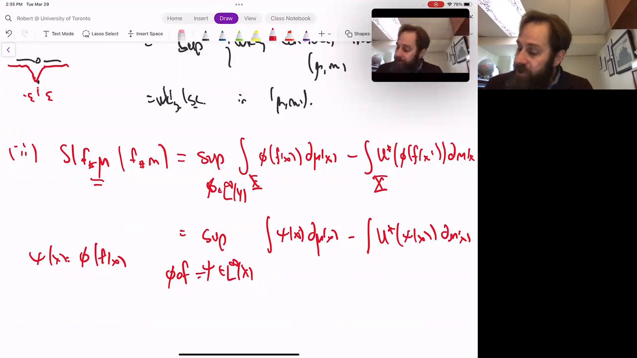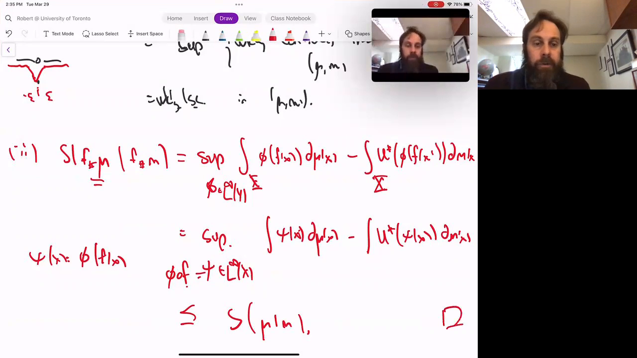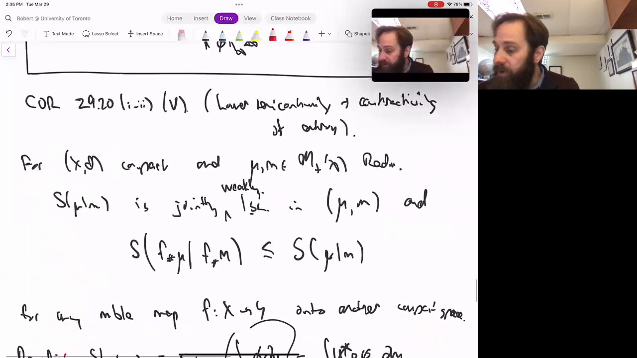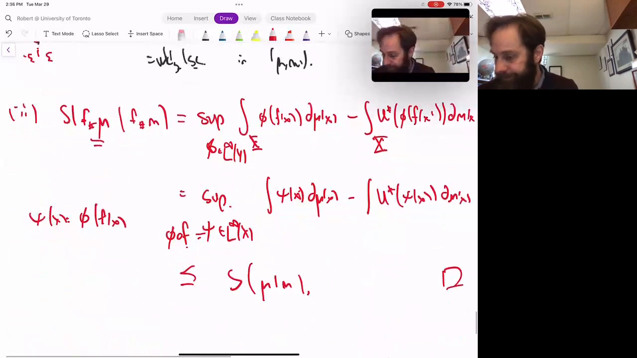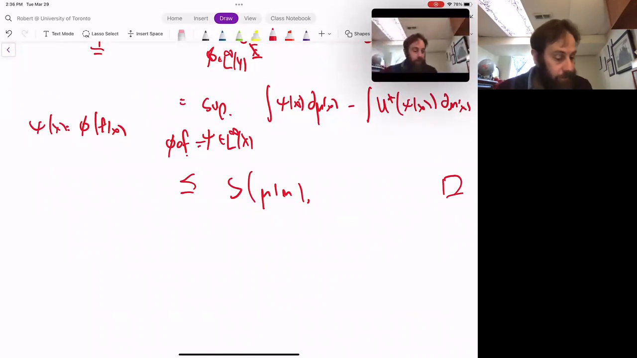So not every function on x is of the form phi composed with f, and so this is a more restricted supremum, and so that's less than the entropy. Is it clear? Okay, so we have these two nice properties of the relative entropy, namely it's weakly lower semi-continuous in both its arguments, and when you look at the image of both measures under the same mapping, the entropy goes down. There's less information, as in classical thermodynamics.